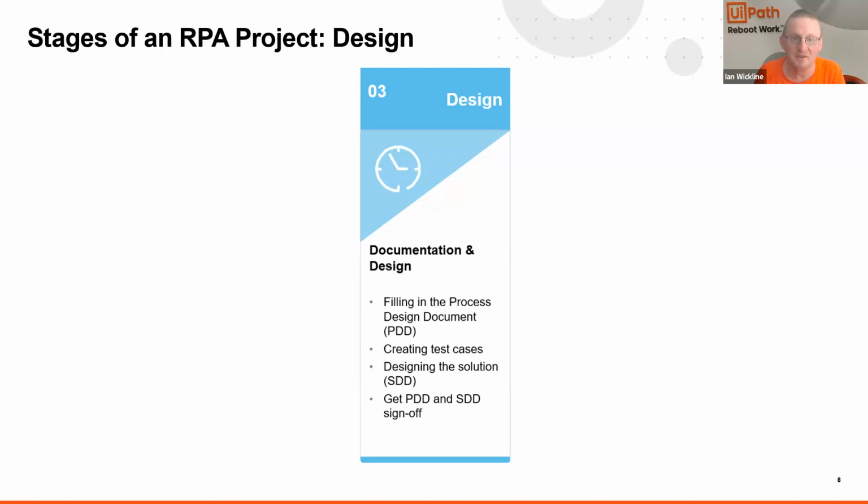Then we get into the solution design document, trying to provide that in-depth explanation of the actual technical design and architecture of the automation solution. That blueprint that developers are ultimately going to take to implement the automation effectively. And once we get both those documents put together, we'll get into a PDD or SDD sign-off.